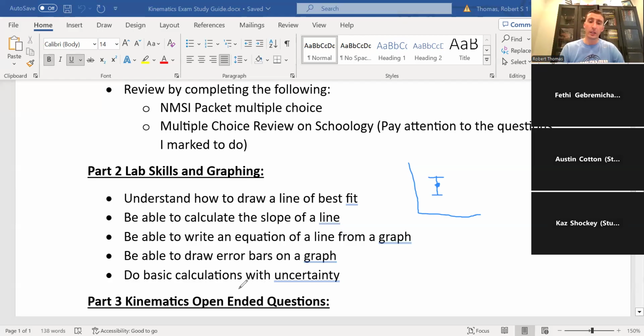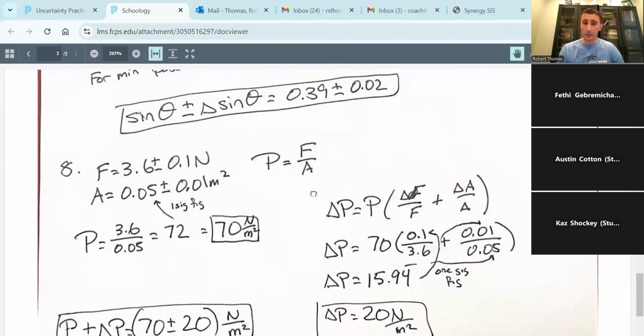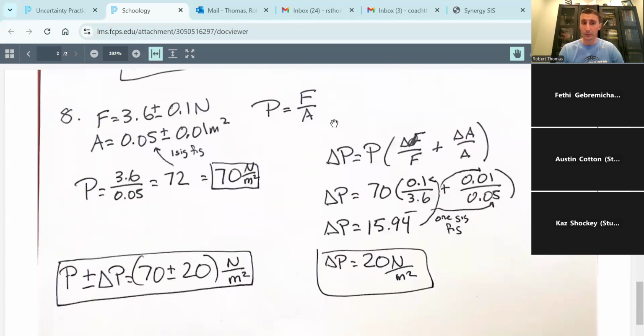And then the last part is you'll have to do something like this. Everybody see this? This is the uncertainty key. You literally have to do something like number 8. You're going to be given two variables. In this case, it's area and force. And you'll have to calculate. It'll give you an equation. It'll say, all right, calculate this.